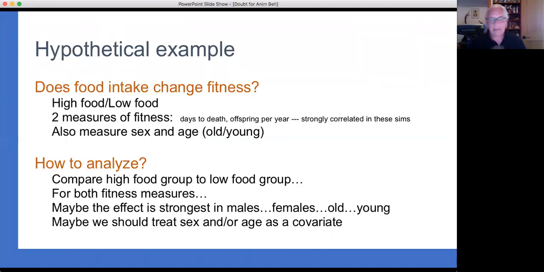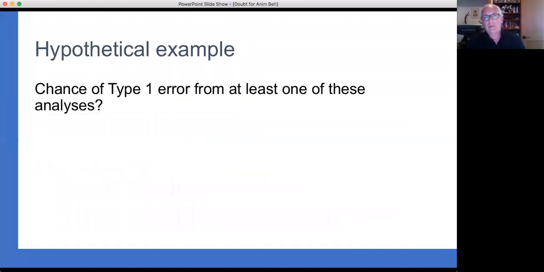Let me analyze that. Or alternatively, you might think, oh, I didn't find a main effect, but I really should have treated sex and age as covariates because those might matter. So let's do the analysis, including them as covariates. Now, if you did all those different analyses, if you carry through that path of saying, now that I've seen the data, I understand more, I want to do this different analysis, what's the chance of getting at least one type 1 error?